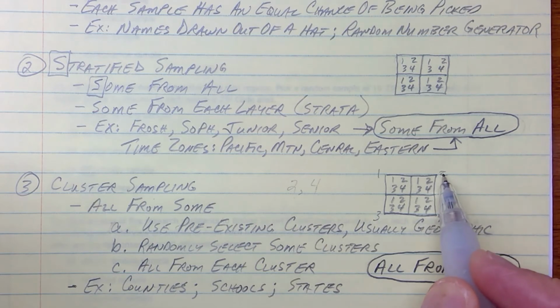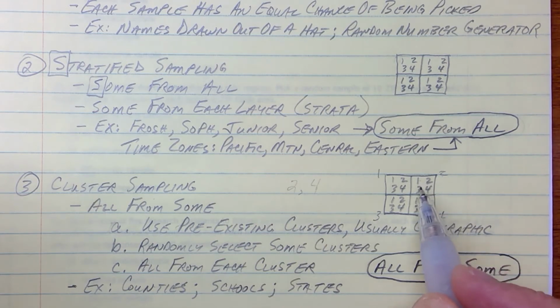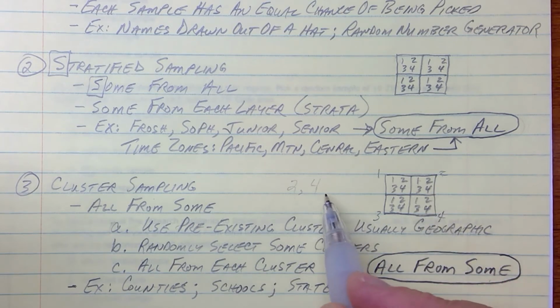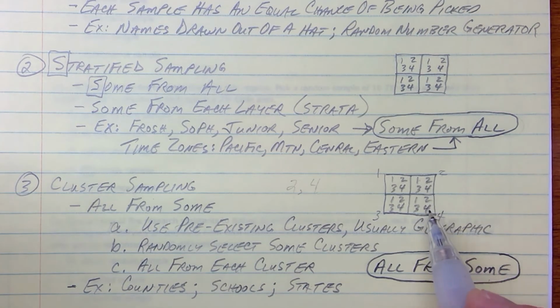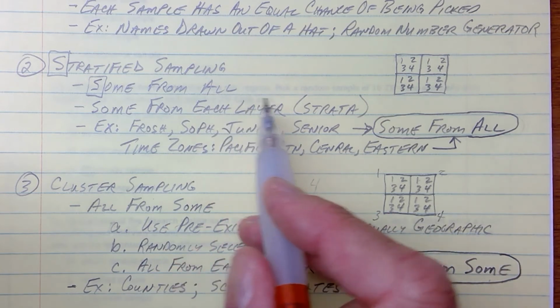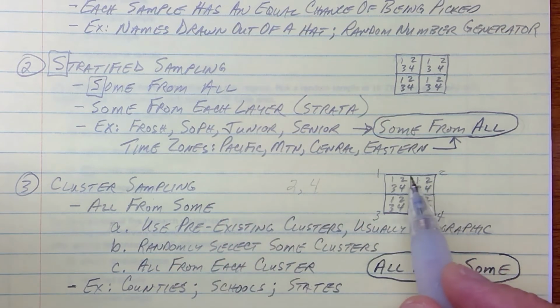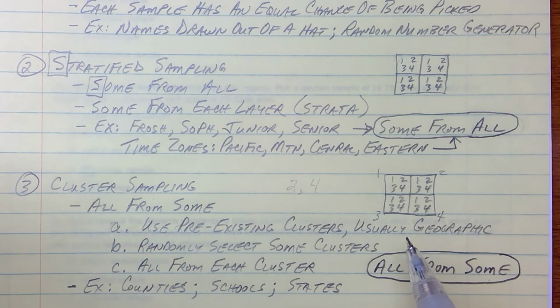Well, I'm going to go over here to group 2, and I'm going to interview everybody. I'm going to interview all 4 of those people in group 2. And then I'm going to go to group 4, and I'm going to interview everybody, all 4 people in group 4. I'm still interviewing 8 people. All right, I just did it in a different way. So I randomly selected 2 groups, and I'm going to interview everybody in some of the groups.